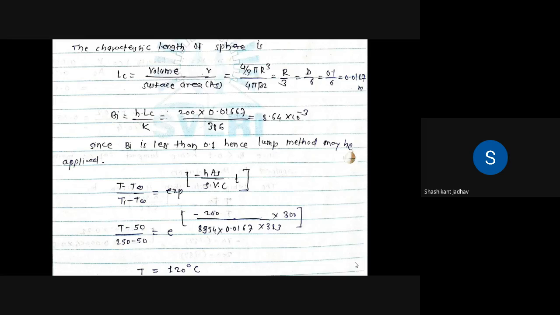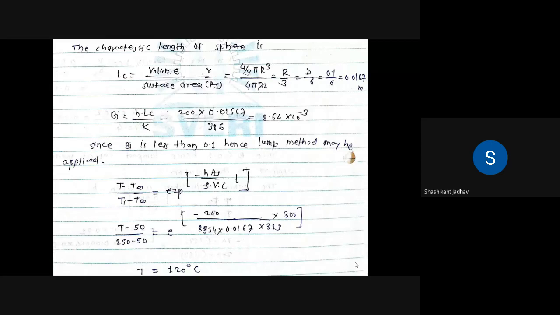So by putting the values, e raised to minus h, that is 200, instead of A_s by V we have to put 0.0167 in the denominator. Density is 8954, specific heat is 383 and time is given as 300 seconds. So by putting all these values, we have to calculate the value of capital T. Okay, do the calculation by yourself.